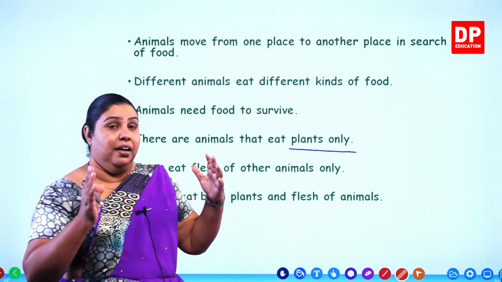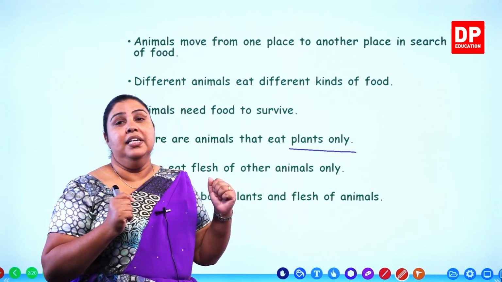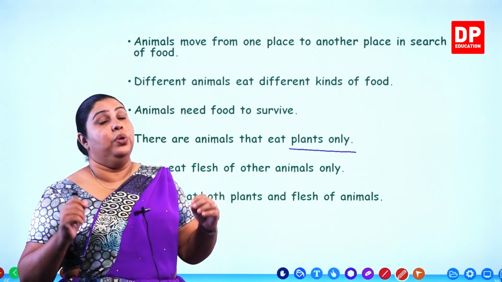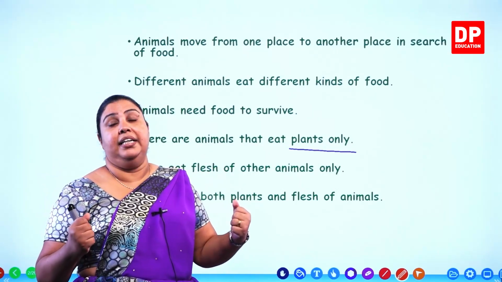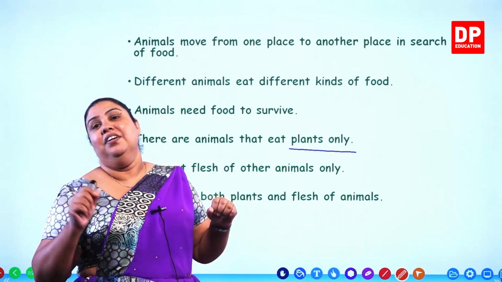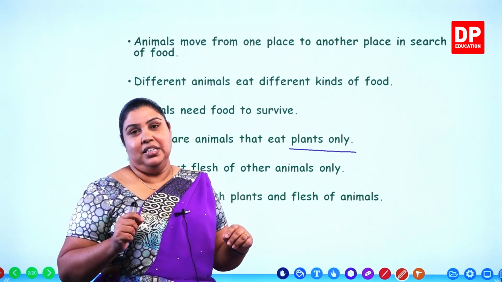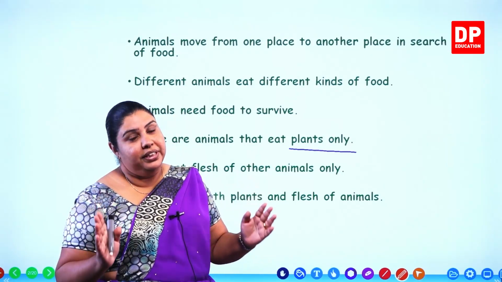So there are one kind of animals who eat only plants, then another kind of animals who eat only flesh of the animals, then there is another kind, they eat both plants and flesh of the other animals. So that is how the animals are categorized according to the food that they take.